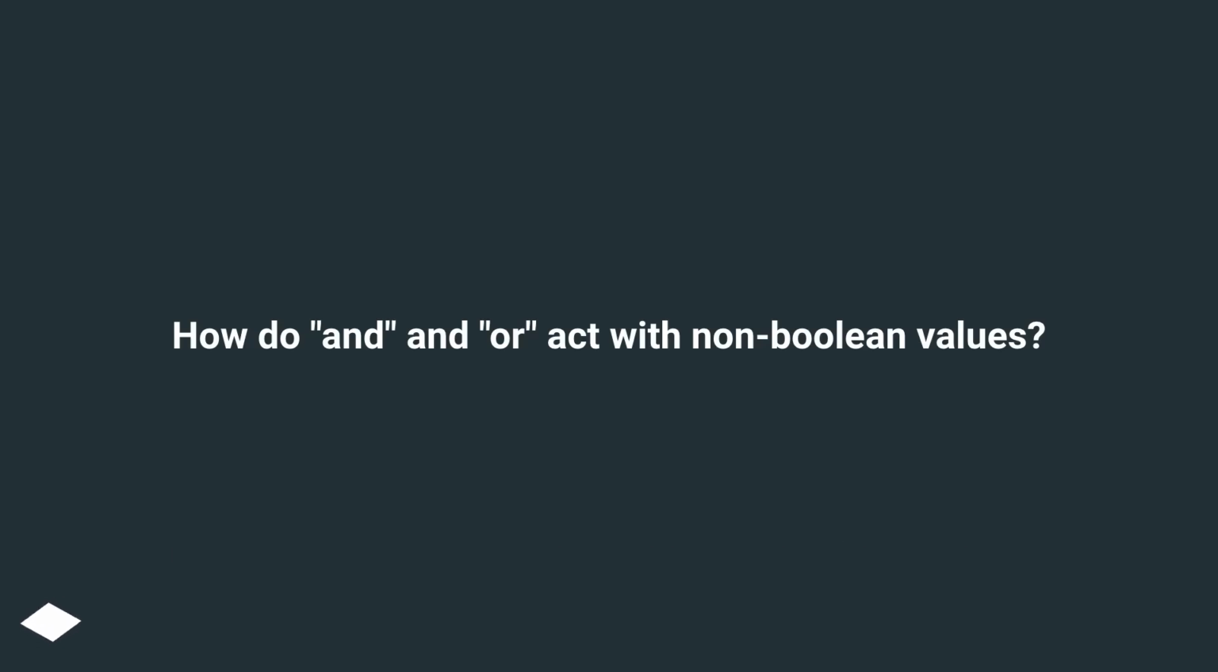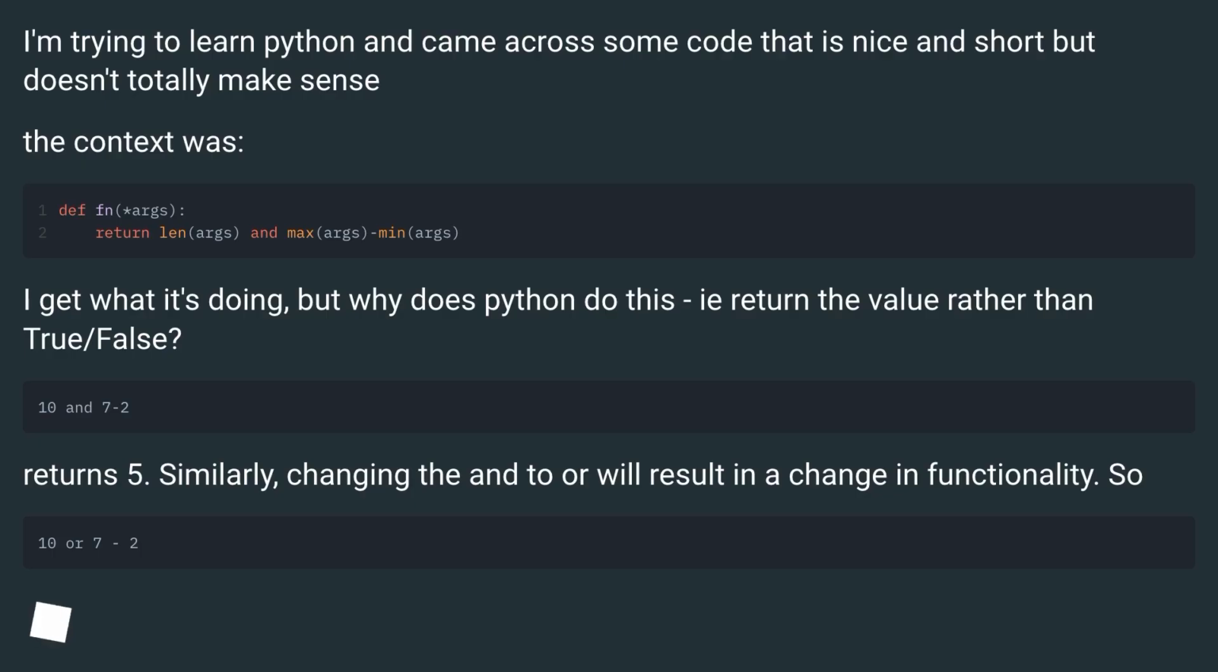How do and or act with non-boolean values? I'm trying to learn Python and came across some code that is nice and short but doesn't totally make sense. The context was, I get what it's doing, but why does Python do this? You return the value rather than true/false.